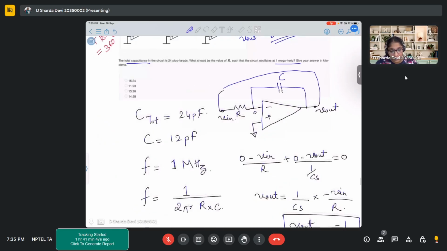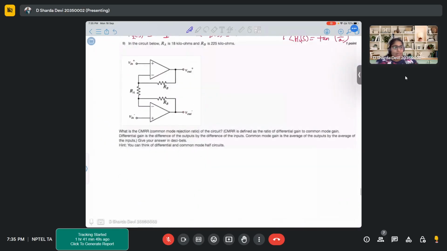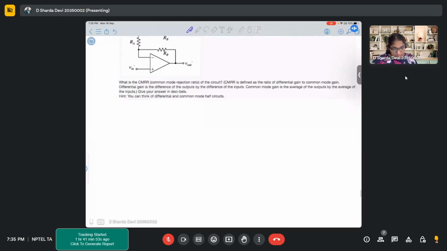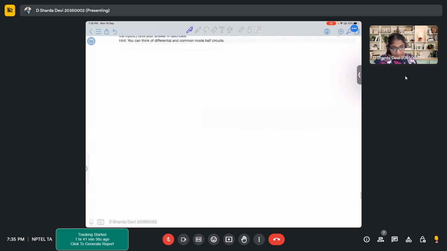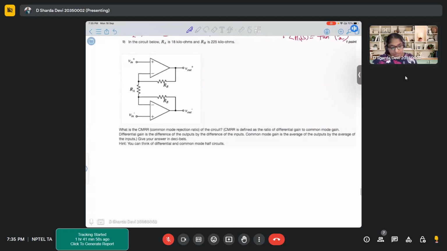Okay. Now let's move on to the next problem. In this particular problem, there is a resistor RA of 18 kilo ohms and RB of 225 kilo ohms each. The question is you have to find the CMRR for the given circuit.